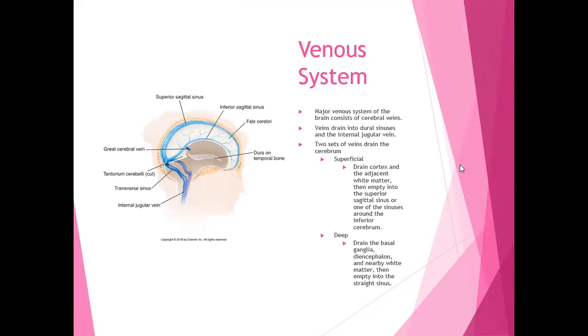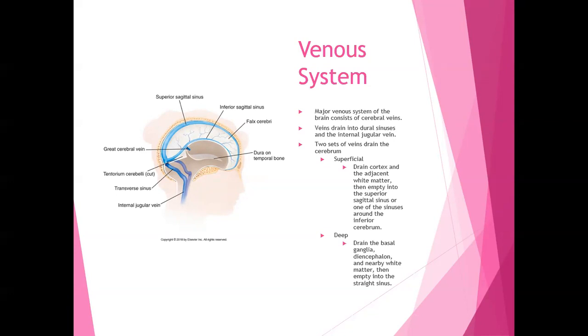Just like I was saying with the CSF system, it's not a closed system. It's a one-way system. The circulatory system in the brain is a closed system, just like the circulatory system in the rest of the body. So you get arterial delivery of oxygenated blood and then venous return of deoxygenated blood. So the major venous system of the brain consists of cerebral veins, and the veins drain into dural sinuses in the dura, in the meninges, and into the internal jugular vein.